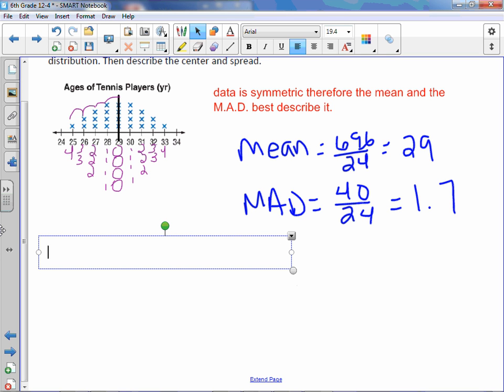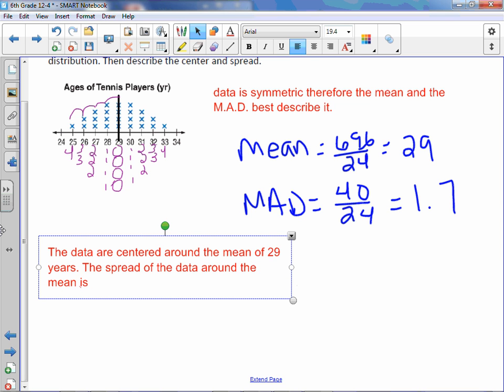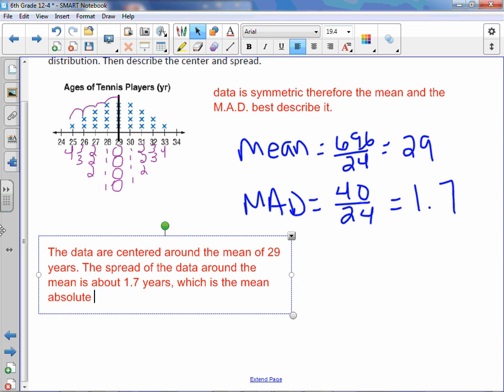So let's now describe it. We have our mean and our mean absolute deviation written out. The data are centered around the mean of 29 years. And the spread of the data around the mean is about 1.7 years, which is the mean absolute deviation.